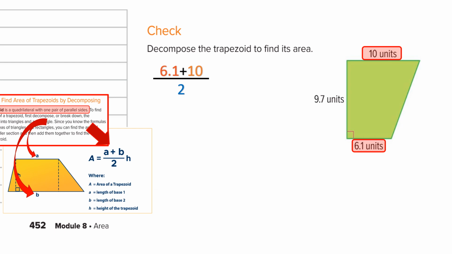When I plug them into my math formula, then I have 6.1 plus 10. I'm going to divide that by 2. Then I multiply it by the height, which is 9.7. So when I add my numerators, 6.1 plus 10 is 16.1 divided by 2, and then I would then multiply it by the height. So now I have to do the division.